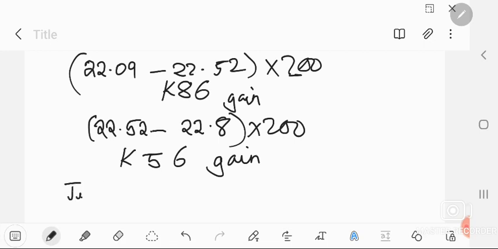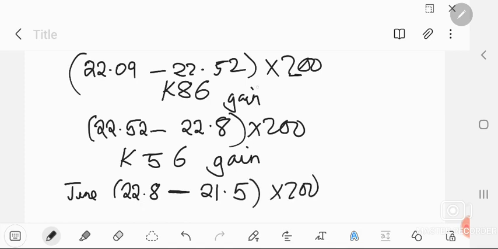Next, June. What will happen in June? June, of course, will start with the most recent rate of 22.8, but they gave us a hint that the rate at the end of the transaction was 21.5. They gave us a hint in the question towards the end. So when you multiply by 200, this gives you what? You should get about 260 kwacha.